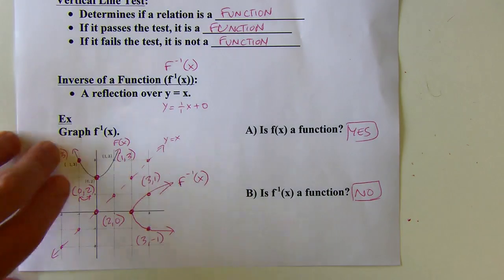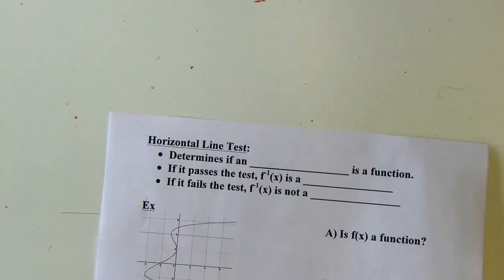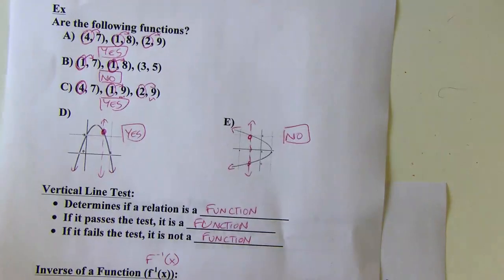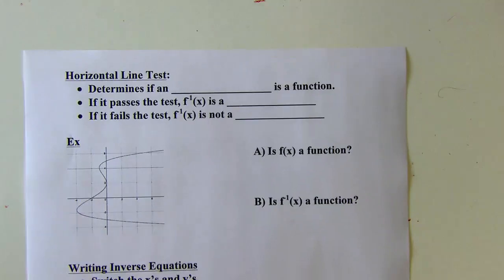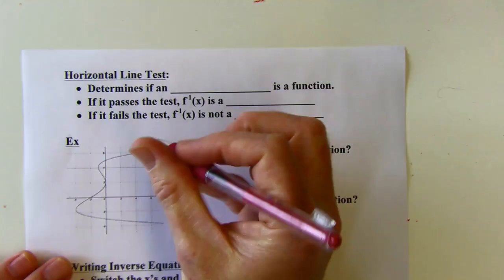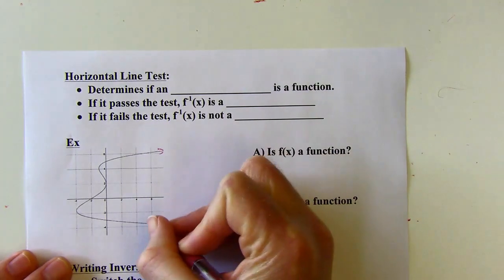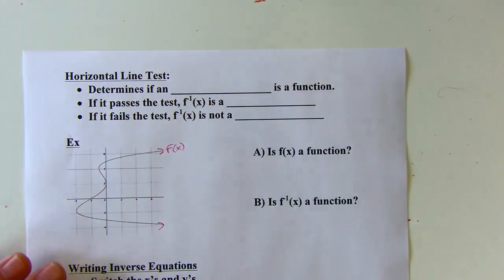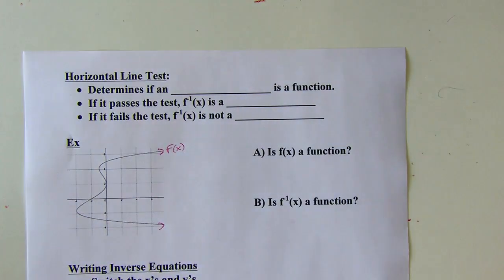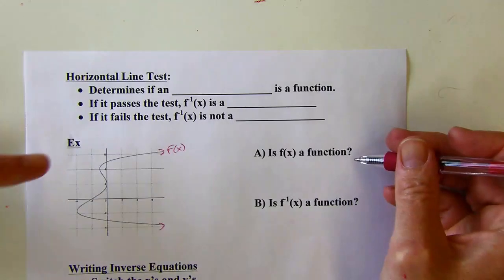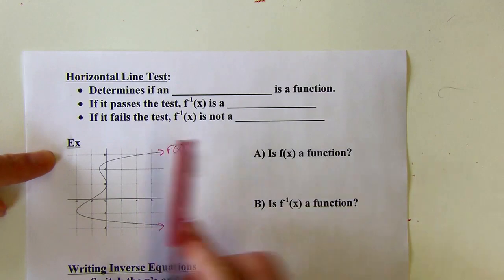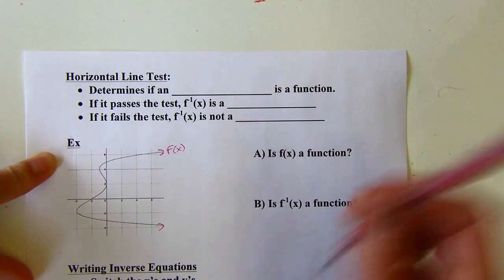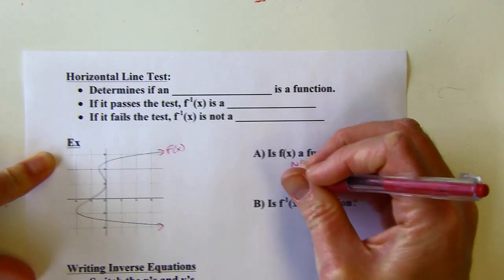Okay. On to the next page. So we were using the vertical line test there, okay? But there's also a horizontal line test, okay? For this next example, let's say that this is our original function here. This is f of x, okay? So is f of x a function? Well, hey, I can use the vertical line test. That fails the vertical line test, so that's going to be a no, right?